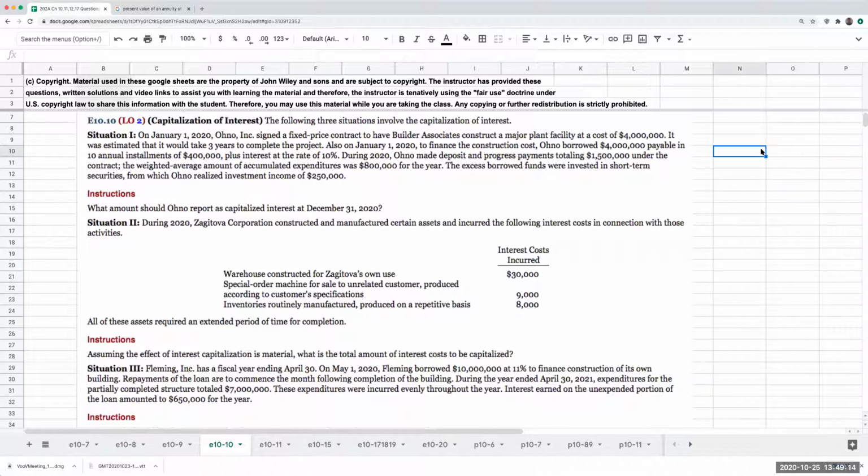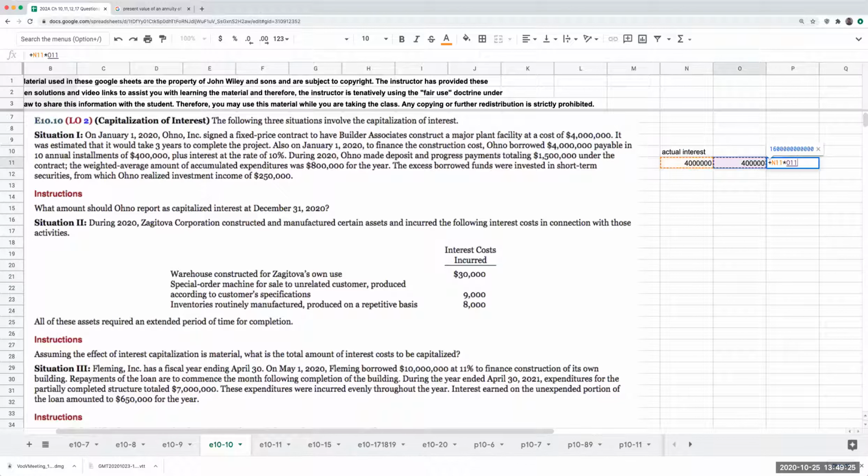So my actual interest amount would be 4 million times 10%. So the actual amount of the interest for the year was the principal times my interest rate. So we're going to capitalize interest of the lesser of the actual interest versus the avoidable interest.